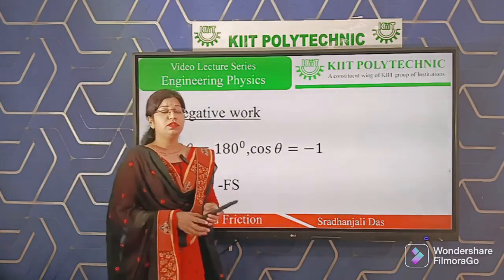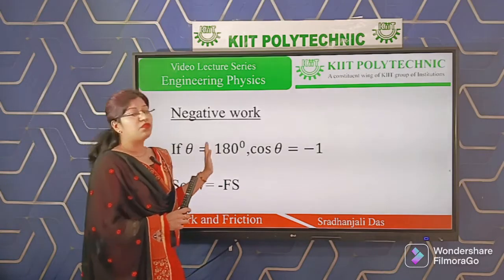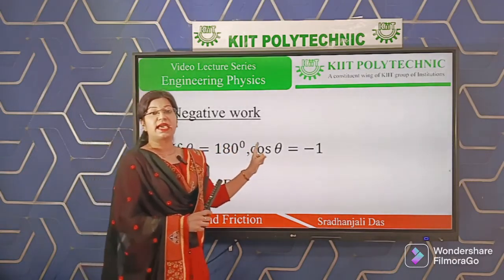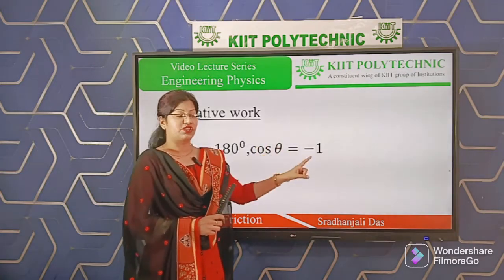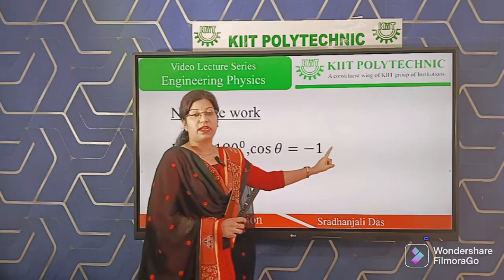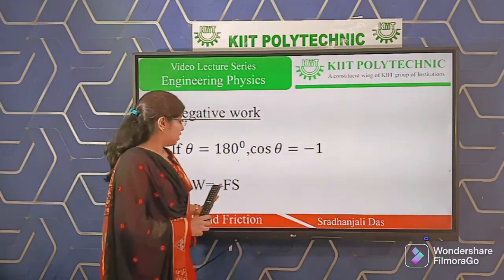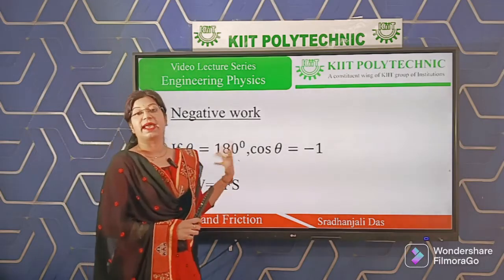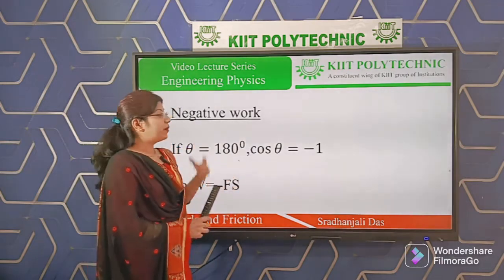Negative work. When the angle between the force and the displacement is 180 degrees, it means they are just opposite in direction. When theta is 180 degrees, cos theta is equal to minus 1. So the work done W is equal to minus Fs. Minus means it is a negative work. So what do we mean by negative work?